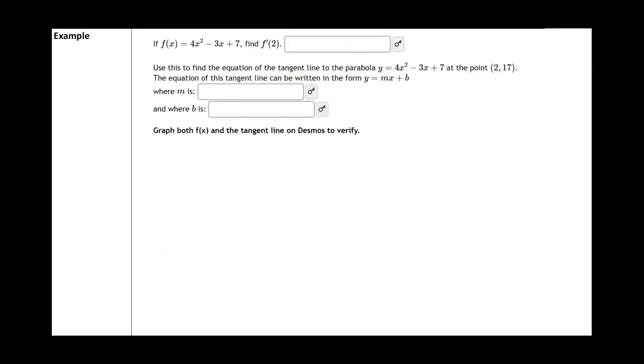Okay, here's the next one. If f of x is 4x squared minus 3x plus 7, first find f prime of 2. Remember, f prime is going to be the slope of the tangent line at x equals 2. So this should be a pretty easy derivative.